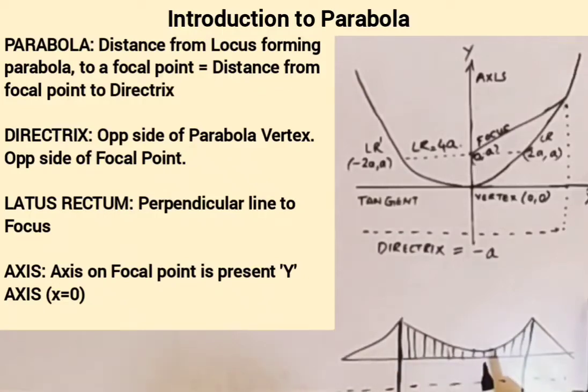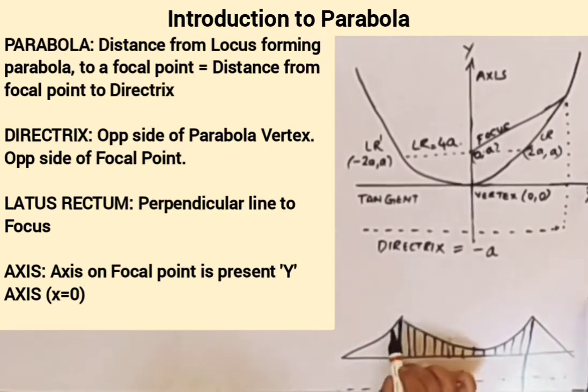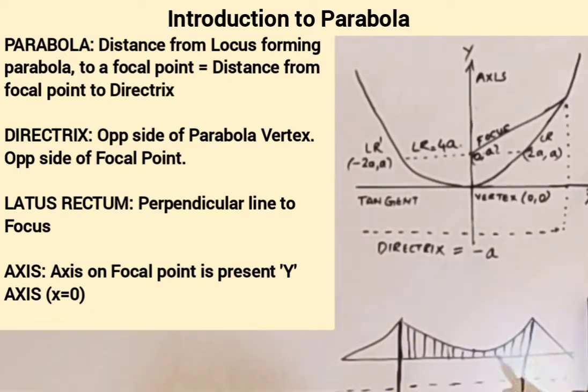There are different parabolic structures. Some of them are bridges, lens, dish antenna. If you see this particular bridge diagram, it's nothing but a curve or a conic section, and there are multiple coordinates here that we need to remember.